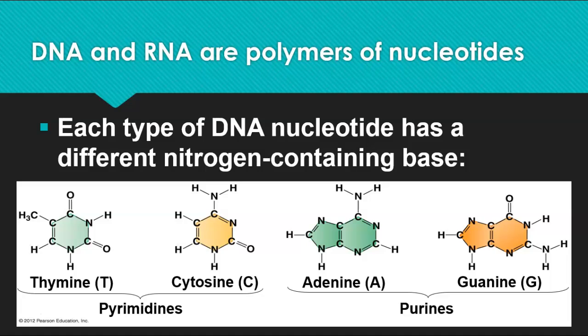Adenine and guanine, A-G, are purines. If you can remember "AGs are pure," that helps you know that adenine and guanine are the purines. Then thymine and cytosine are in the other category, the pyrimidines. I don't really have a handy mnemonic device for that one. Just remember that they're the other ones that are different from the purines. Each one has a different nitrogen-containing base, but the basic part of the nucleotide is all the same in all of them.